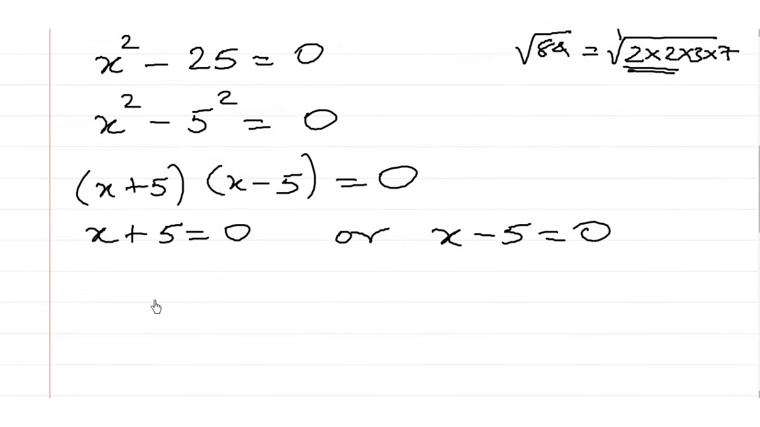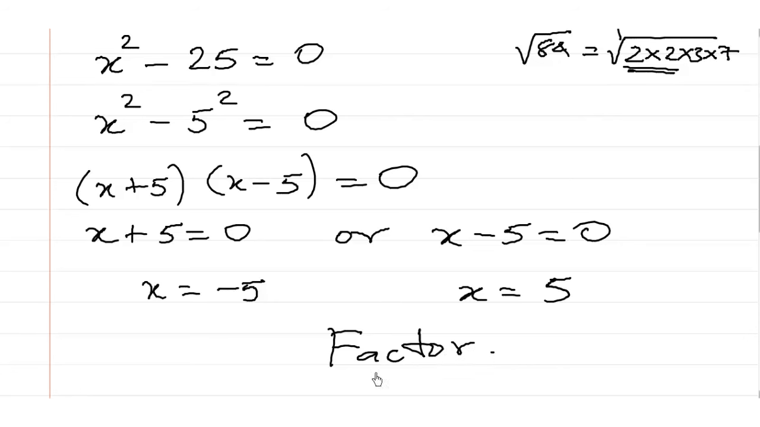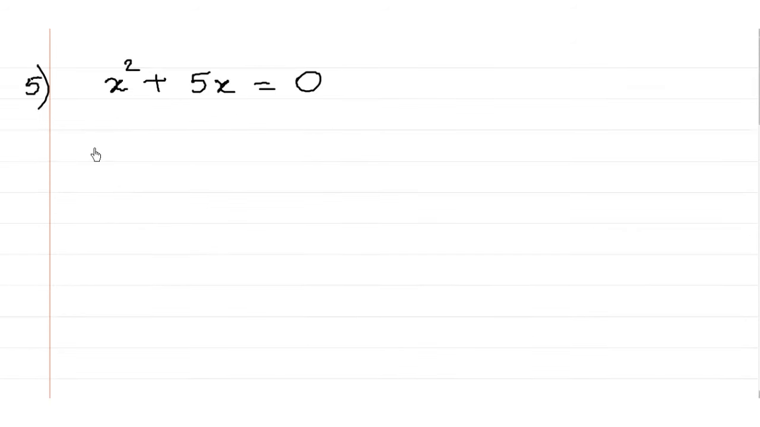So the opposite of plus 5 is minus 5, and the opposite of minus 5 is plus 5. Remember, this particular method is the factorization method, because this sum can be solved by other methods also. But if the paper says use the factorization method, you need to use this particular method only. It's a compulsory thing.